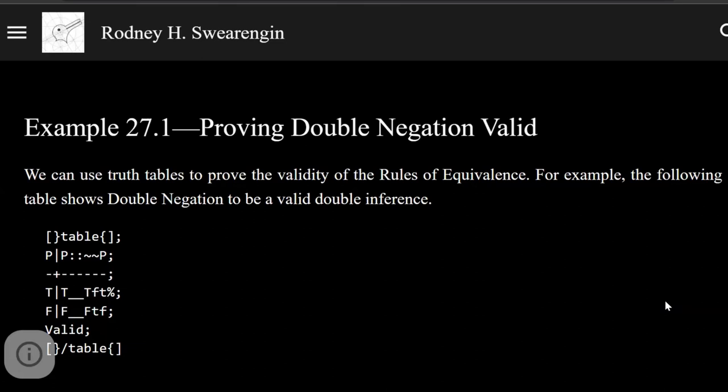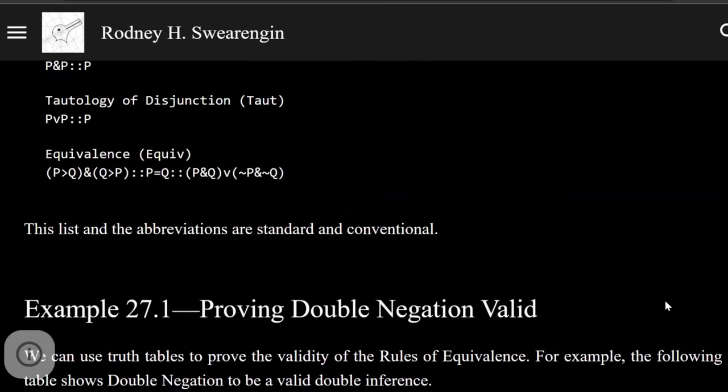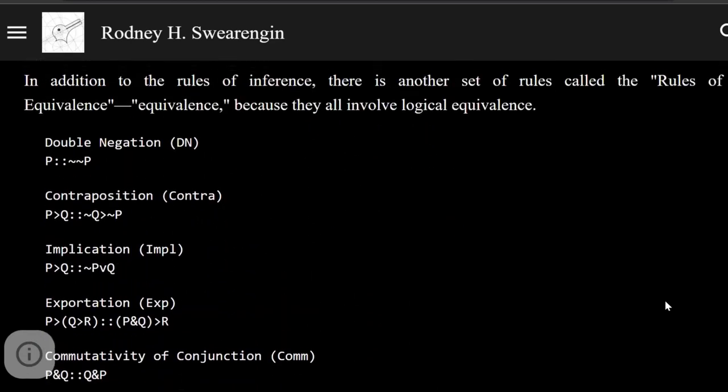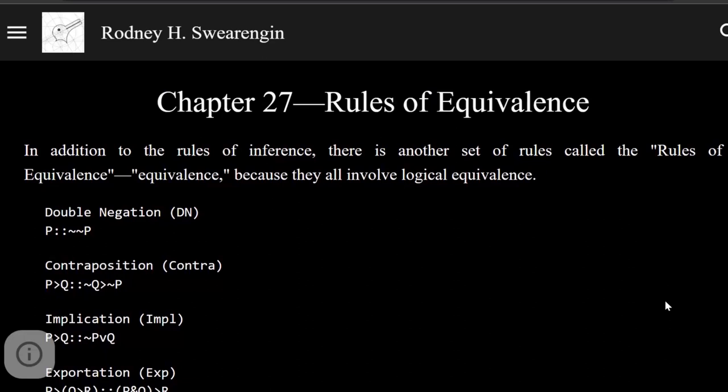Logic zero, example 27.1, proving double negation valid. In chapter 27, we introduce the rules of equivalence, also known as the rules of replacement. Notice that each one involves logical equivalence.